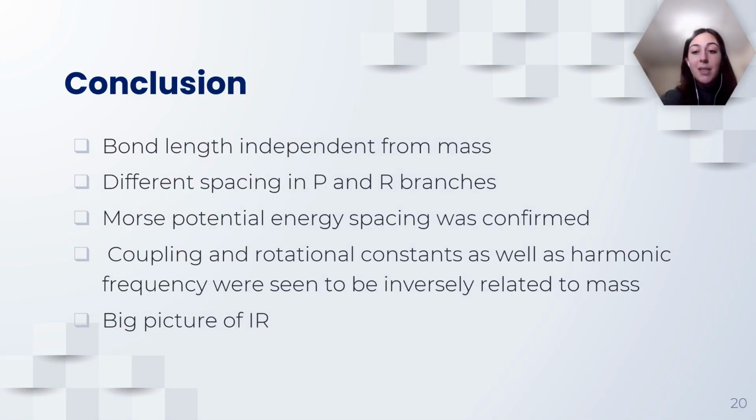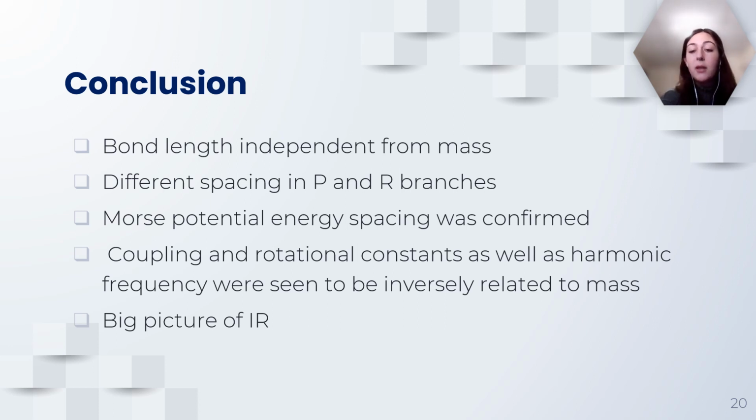With the data analysis done, both hypotheses were able to be accepted. The first one being bond length is independent from mass, as well as different spacing in the P and R branches. These were both discussed previously in this presentation. Another thing that was shown in this experiment was that the Morse potential energy spacing was confirmed through the calculation of the energy transitions of the overtone and fundamental transitions.